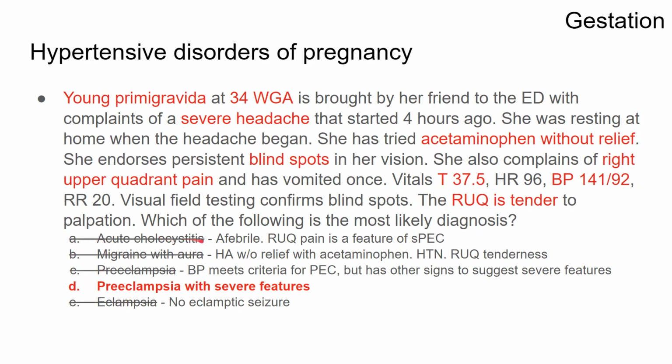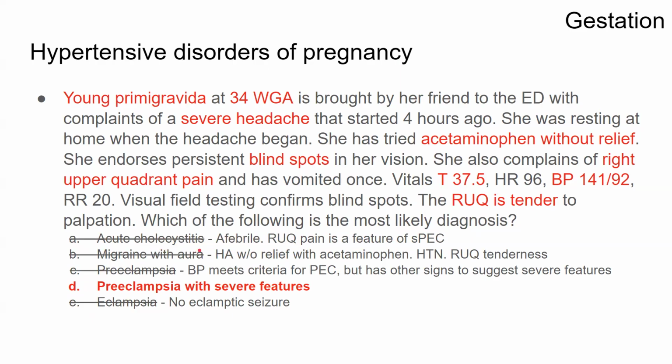So acute cholecystitis, like I said, she's afebrile. And right upper quadrant pain and right upper quadrant tenderness is also a feature of severe preeclampsia. We'll get into the diagnostic criteria, but just so you know now, right upper quadrant pain is not immediately acute cholecystitis.